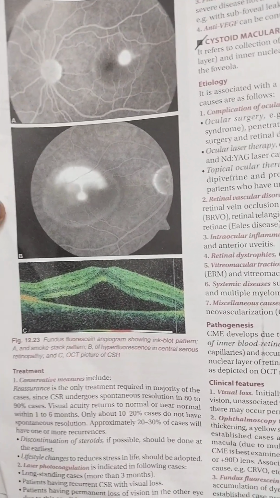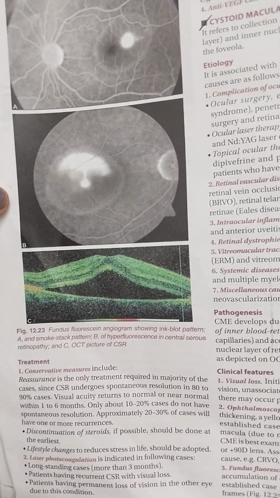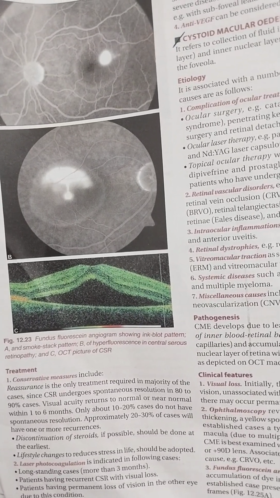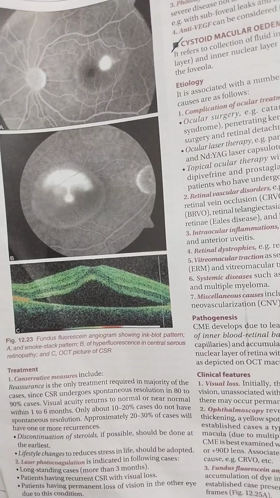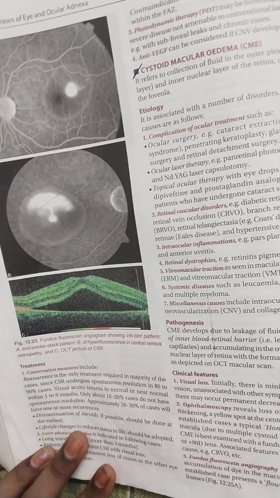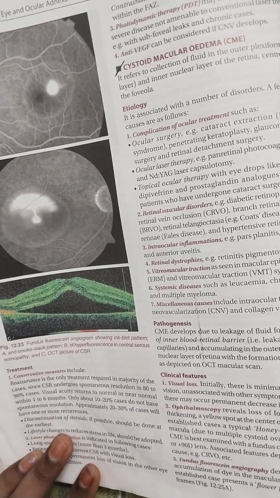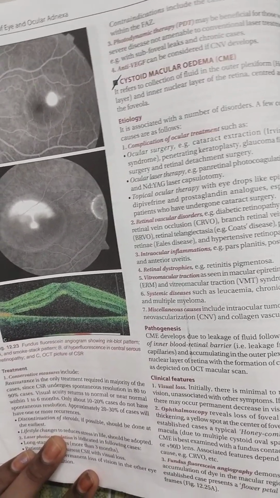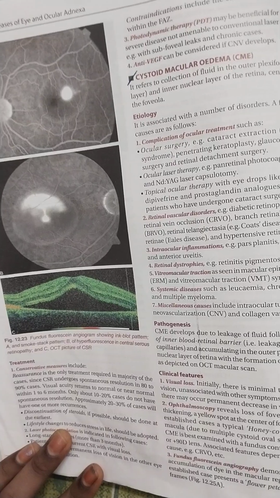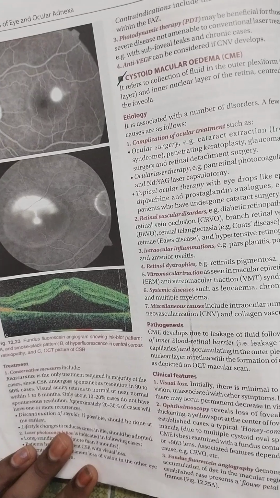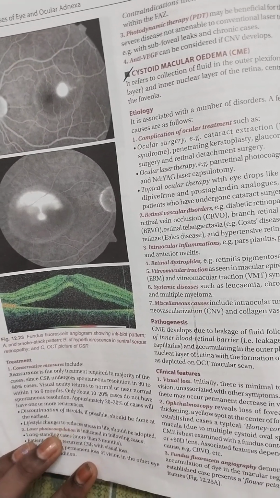Okay, treatment. Conservative: we saw before that it is self-resolving. In 90% of cases it resolves on its own. Visual acuity may be normal or near normal within 1 to 6 months, and approximately 20 to 30% of cases will have one or more recurrences. If they are using steroids, they should discontinue them, and symptomatically, if there is Cushing syndrome, we will advise the patient to reduce weight and avoid a steroidal diet, like not taking excess fats.